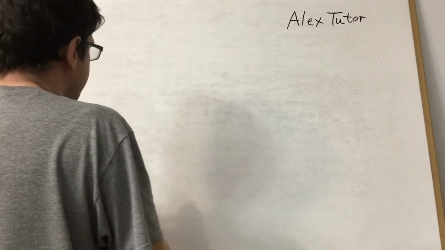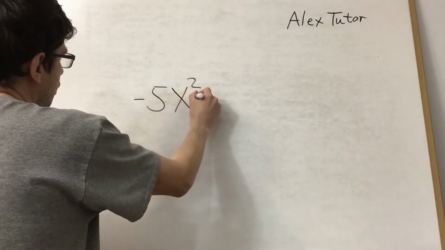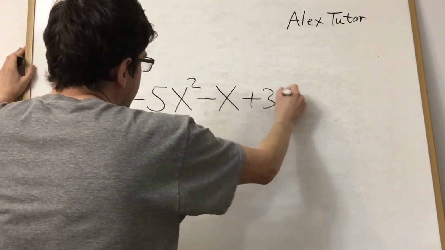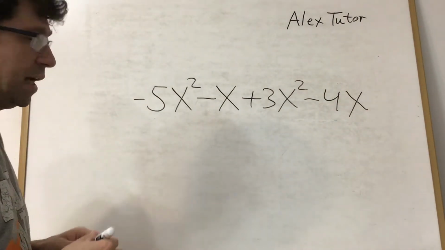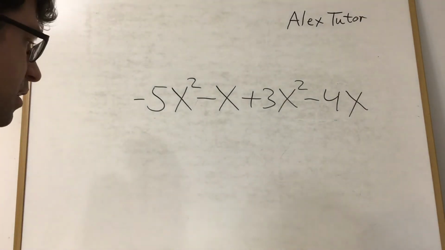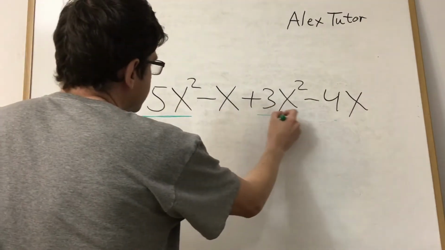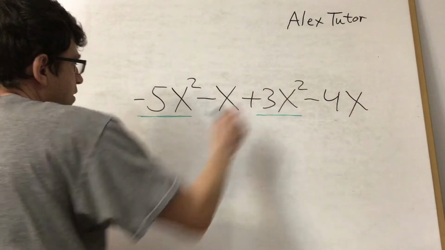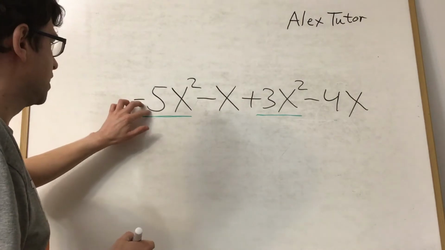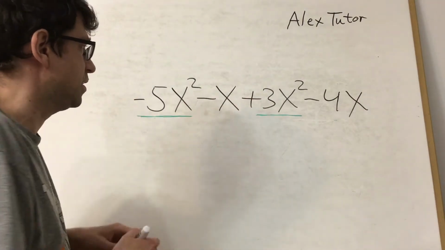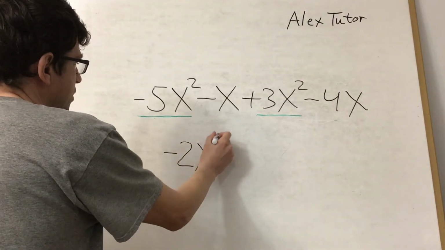Now let me give you another example. Let's suppose I have negative 5x squared minus x plus 3x squared minus 4x. Okay, let me underline like terms. So this and this are x squared. They are like terms. So I can combine them. How much is negative 5 plus 3? It's negative 2. And then I write x to the power of 2.